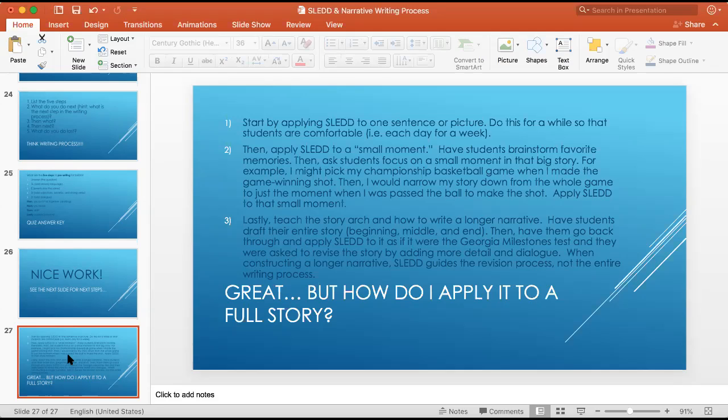So in other words, you say, okay, now look at your story. Go through your story. Where can you add more sensory language? Where could you add more detail about what the character sees, smells, tastes, touches, and hears? Where could you add more adjectives, adverbs, and strong verbs? Where could you add more dialogue? And then they go through and revise and edit and publish as normal.